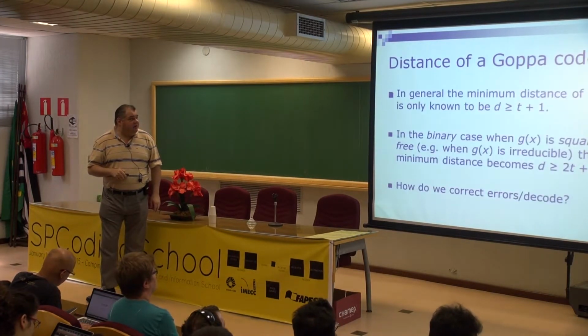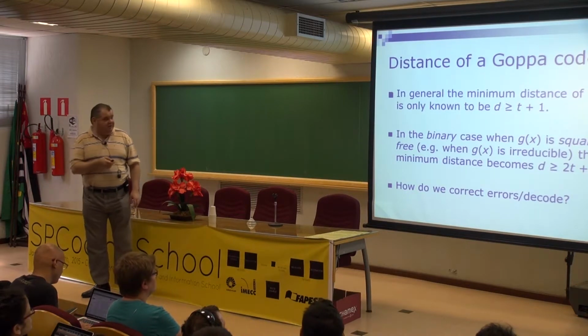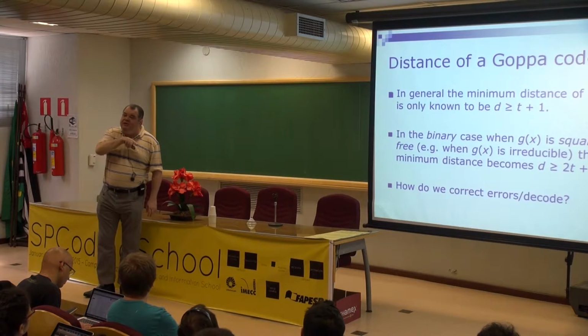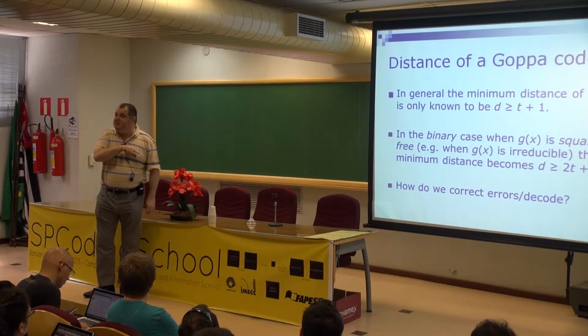The distance of a Goppa code is known to be, in general, at least t plus 1, where t is the degree of the Goppa polynomial G.